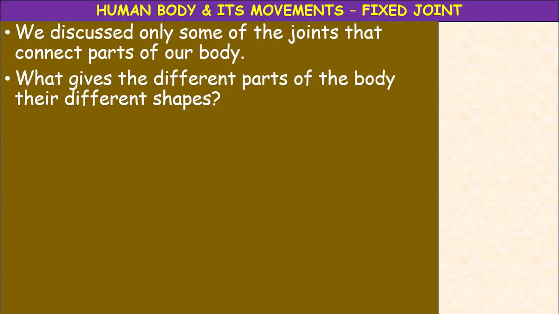When you open your mouth wide, what happens? You can move only your lower jaw away from your head. If you try to move your upper jaw, are you able to move it? No. So there is a joint between the upper jaw and the rest of the head, which is called a fixed joint. Now let us discuss what gives the different parts of the body their different shapes.